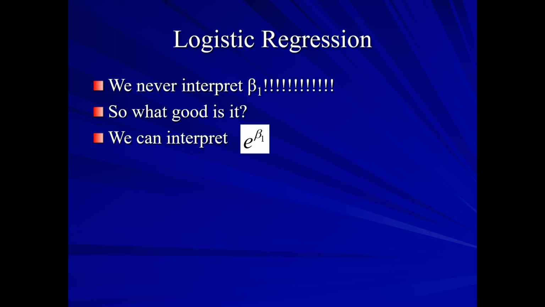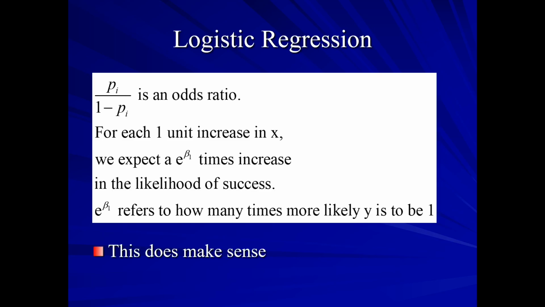So then that leads us to question, what good is beta 1? Well, recall, we're exponentiating beta 1. So we can interpret this. Now, what this means is that for each 1 unit increase in x, we expect an e to the beta 1 times increase in the likelihood of success. This does make sense. It's telling us e to the beta 1 refers to how many times more likely y is to be 1.